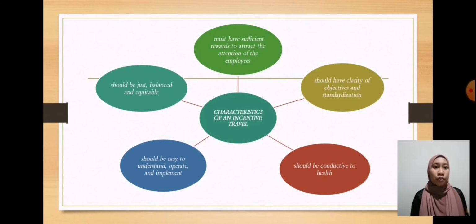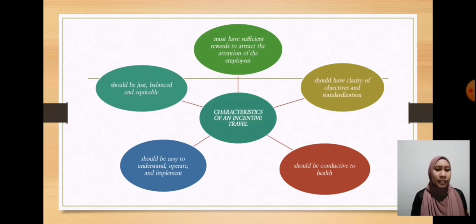The characteristics of an incentive table. The incentive table should be easy to understand, operate, and implement. When the plan is easy, every employee is clear about the steps they need to take to achieve the desired outcome. An important characteristic is that it should be just, balanced, and equitable. It should also be conducive to health. The employee will need to work extra hours to achieve the desired outcome, but they should not have to strain themselves and harm their health in the process.